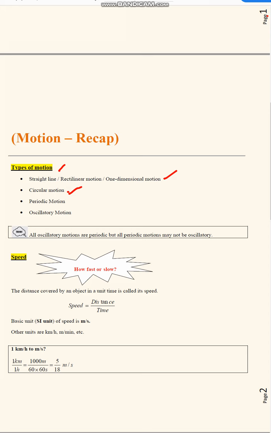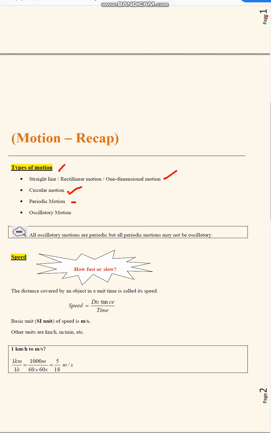Second kind is circular motion. When an object moves along a circle, it is said to have circular motion. For example, the motion of the wheel of a bicycle, the motion of earth around sun, etc. The third kind is periodic motion. Periodic motion means a motion that is repeating itself after regular intervals of time. For example, the motion of a pendulum, the motion of earth around sun. The motion of earth around sun is circular as well as periodic.